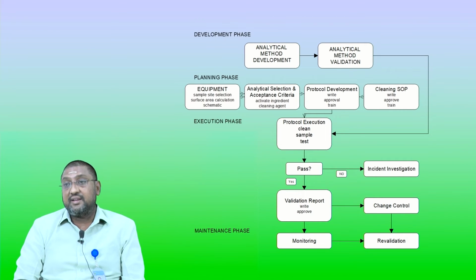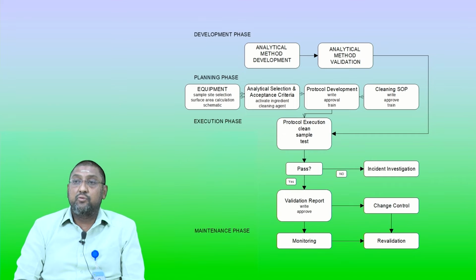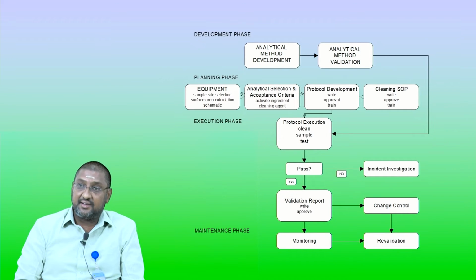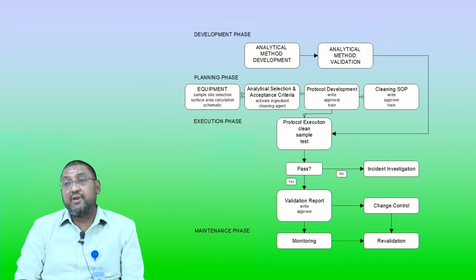Next one is called analytical selection and acceptance criteria. You have to select which method you are going to use, your validated method, and after selecting that, you have to fix the acceptance criteria for your samples. So, what cleaning agent are you using, what active agent are you using. For example, if in your production unit you are preparing paracetamol, normally they are cleaning with cold water, but paracetamol is highly soluble in hot water. So, if you replace the cold water with hot water, at minimum you can save 100 to 150 liters of water. So, these are the things you have to include.